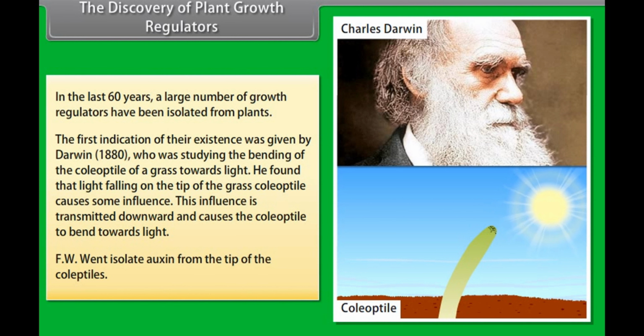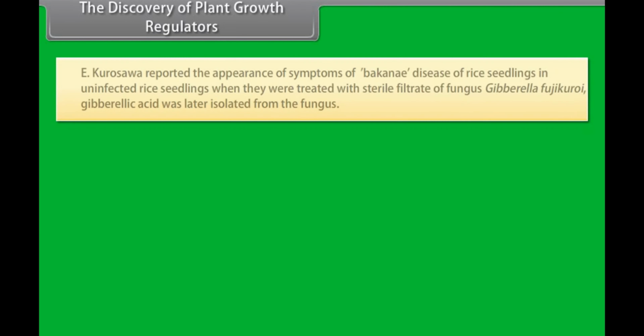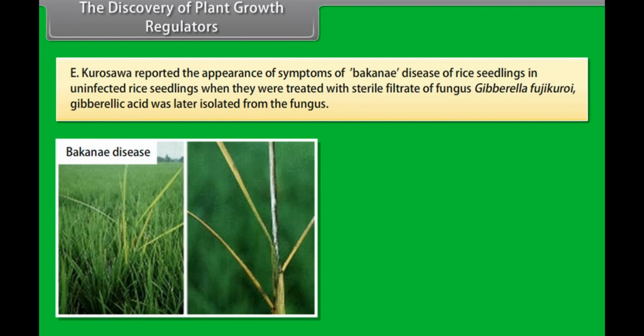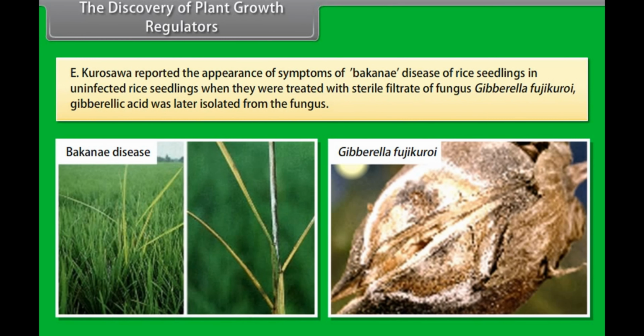F. W. Went isolated auxin from the tip of the coleoptiles. E. Kurosawa reported the appearance of symptoms of bakanae disease of rice seedlings in uninfected rice seedlings when they were treated with sterile filtrate of the fungus Gibberella fujikuroi. Gibberellic acid was later isolated from the fungus.